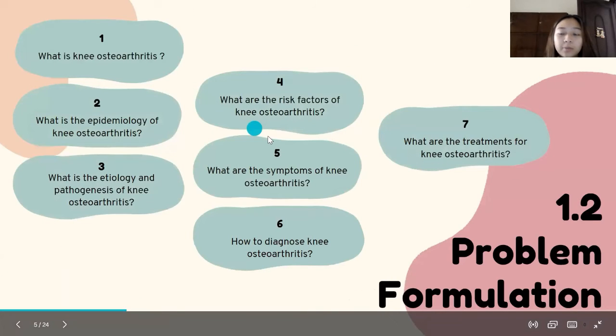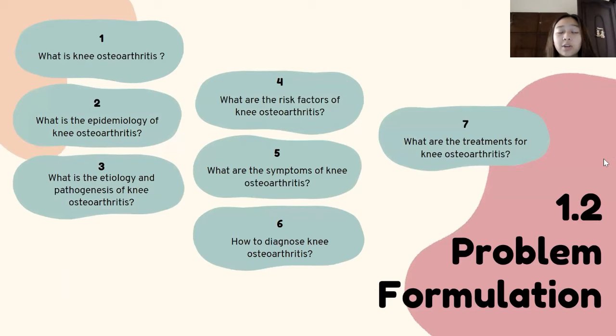And this is the problem formulation of our student project. The first one is what is knee osteoarthritis. The second one is what is the epidemiology of knee osteoarthritis. The third one is what is the etiology and pathogenesis of knee osteoarthritis. The fourth one is what are the risk factors of knee osteoarthritis. The next one is what are the symptoms of knee osteoarthritis. The next one is how to diagnose knee osteoarthritis. And the last one is what are the treatments for knee osteoarthritis.